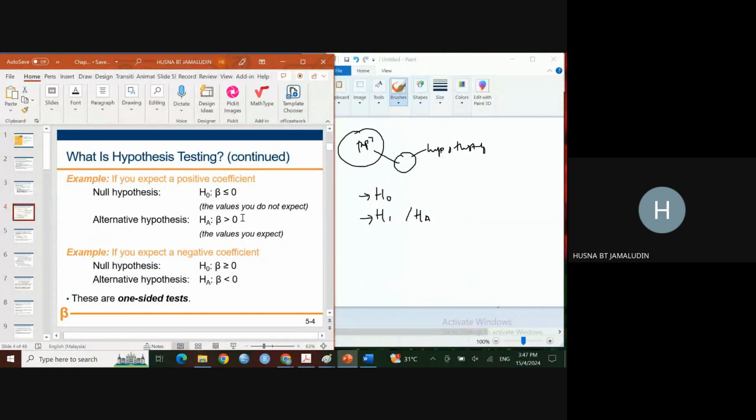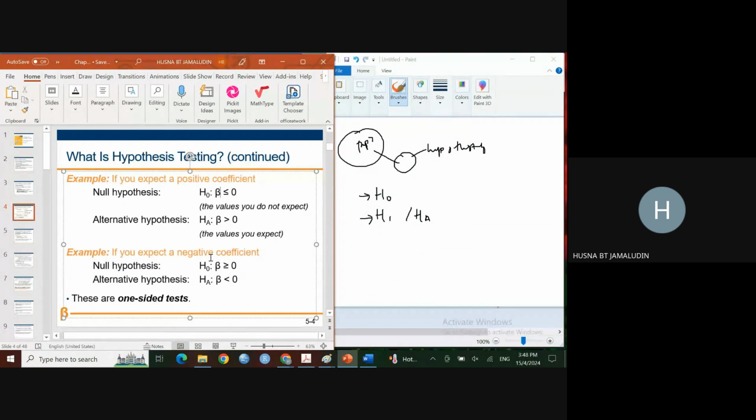Okay, for example, if you expect a positive coefficient, this is your expectation. This is your hypothesis. So your HA, your beta is bigger than 0, is positive. So how do you write H null? H null should be the opposite of your sign. Your sign is bigger, so H null should be smaller and it should contain an equal sign.